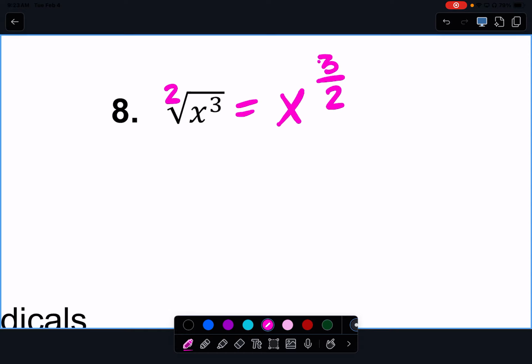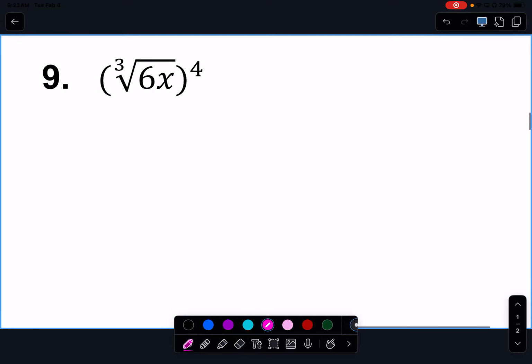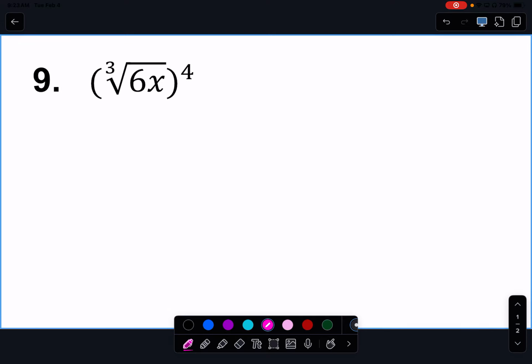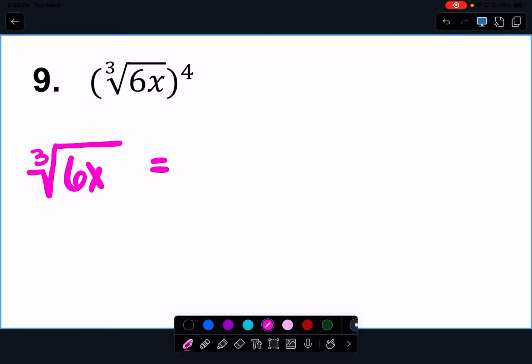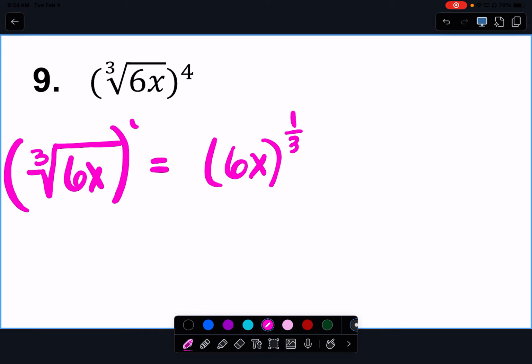All right. Now for number 9. I want you to tell me, if we just had the cube root of 6x, how would I rewrite that? Parentheses 6x parentheses over 3, or 1/3. Now, that all is going to be raised to the power of what? 4.